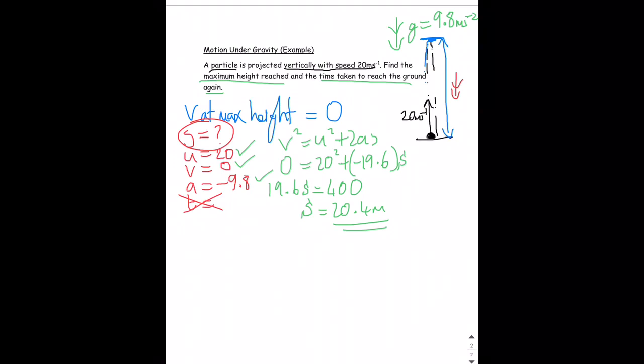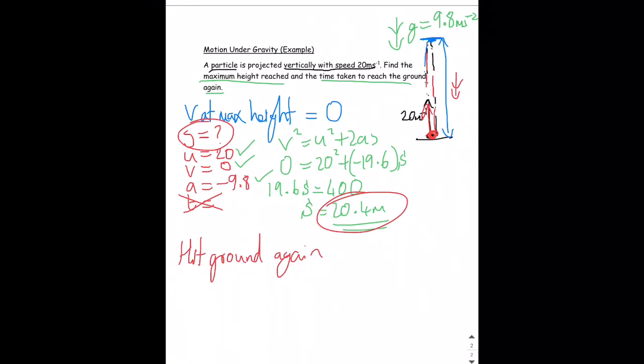Okay, next part then is the time taken for it to reach the ground again. So this thing is going to travel up, up, up, and come back down, down, down, and I want to know when it's back where it started, basically, to hit the ground again. The distance it would have travelled is 20.4 meters up and 20.4 meters back down. That's 40.8 meters.